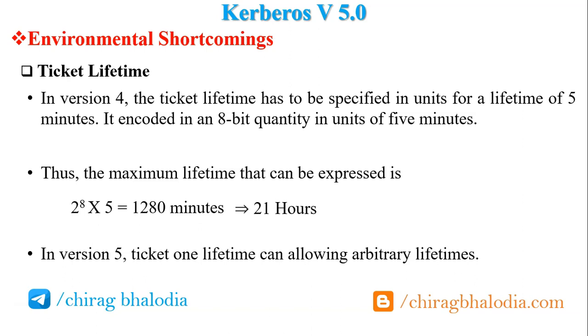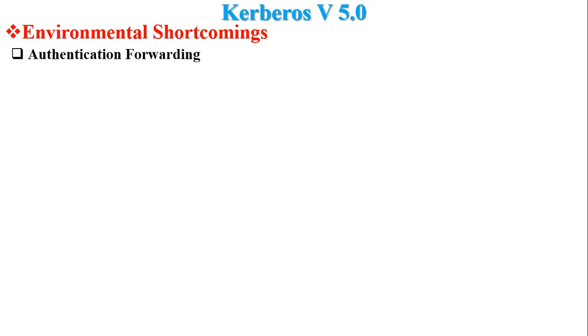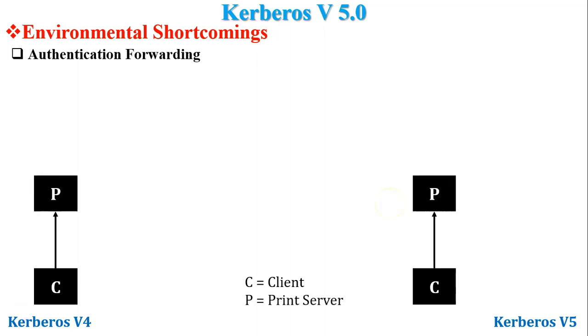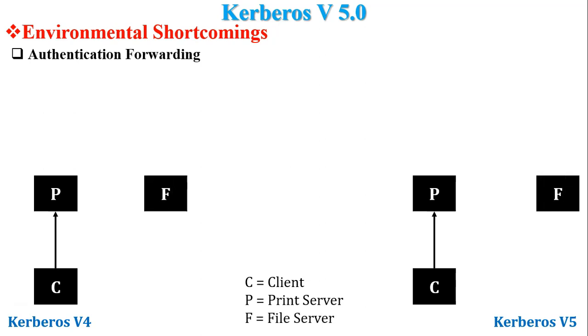Now move to the next environmental shortcoming. It is authentication forwarding. Let's take one scenario to understand authentication forwarding in Kerberos version 4 and in Kerberos version 5. A client wants to access a print server and needs a print of a particular file. But right now the file is present in the file server. But the question is, how can the print server access that file from the file server? First we discuss how the print server can access the file from the file server in Kerberos version 4, and then later on discuss Kerberos version 5.